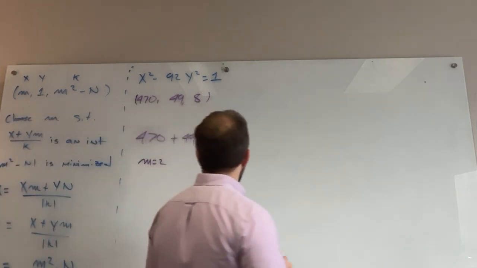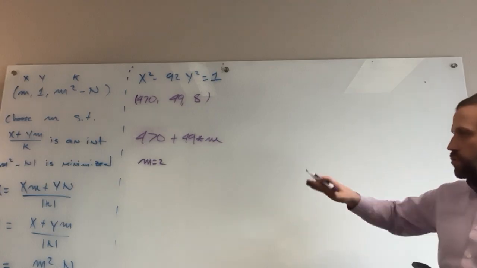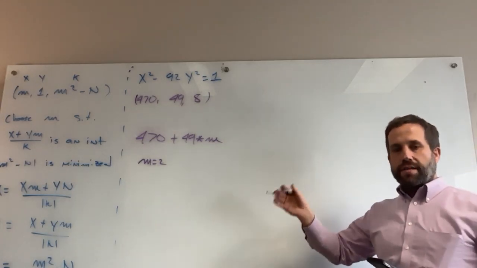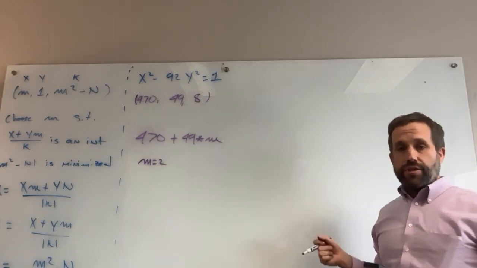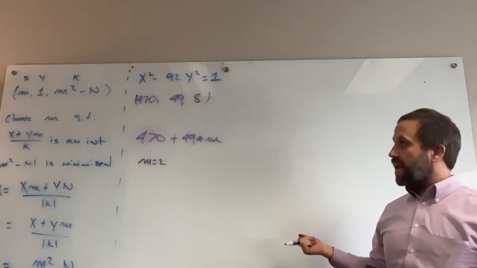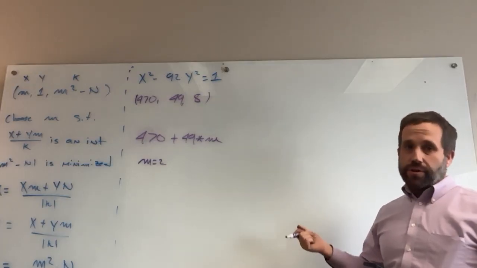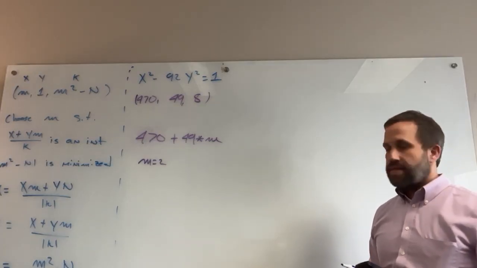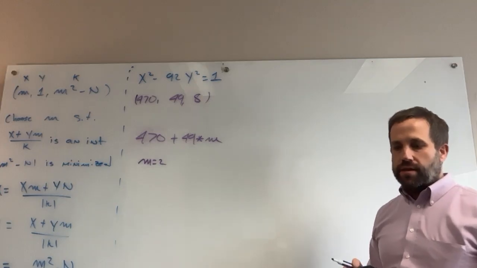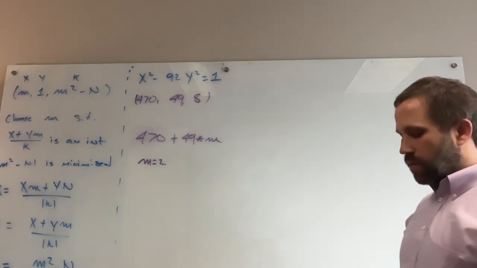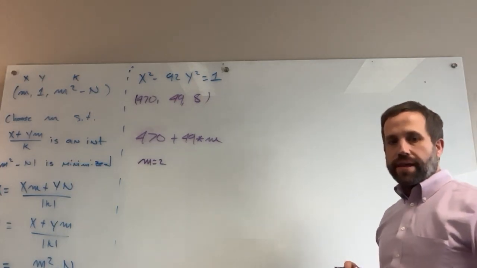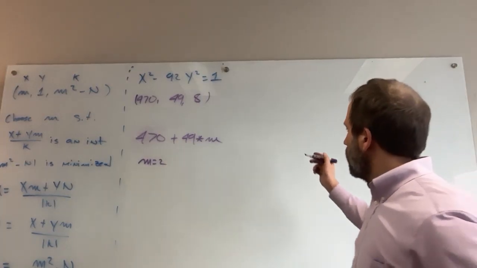Now that gives me a pretty big number, m squared minus 92. M squared is 4, 4 minus 92 will give me minus 88. But as you can see, that's actually going to be the best number that we can do here. Okay, so there's not going to be a number that's closer. So m equals 2 is going to be the number that we're going to use.